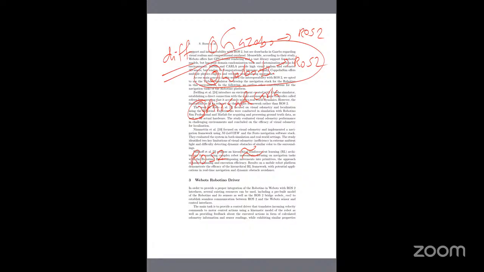So we have 2 robots, right? We have the simulation robot in VBoots, and we have a real robot. The simulation robot will behave exactly like the real robot, exactly imitating the real robot's behavior. In this paper, they have used VBoots because of the interoperability with ROS2.